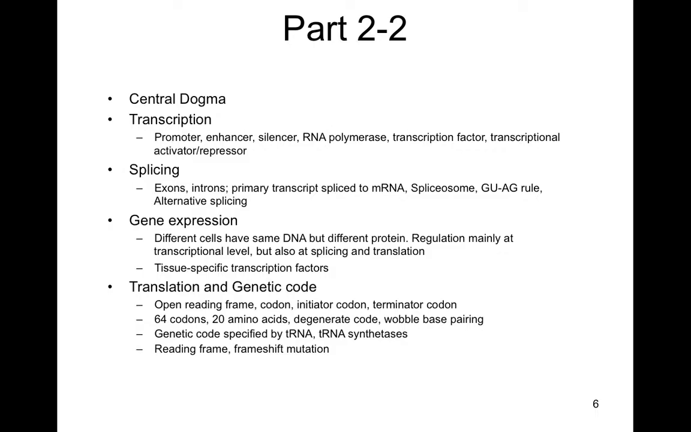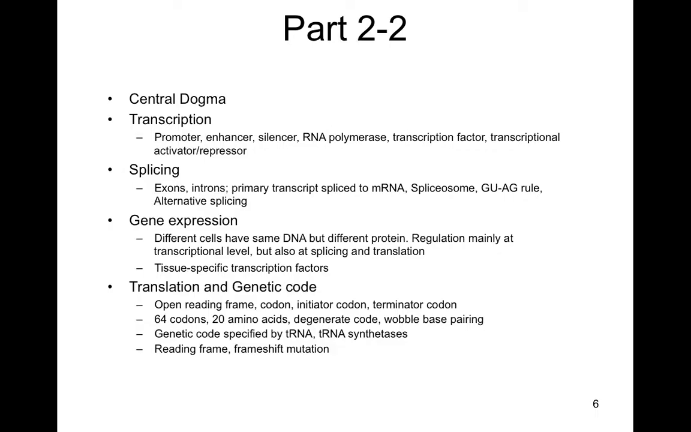Gene expression captures the idea that different cells have the same DNA but different proteins. So how do you generate different proteins from the same DNA, from the same genotype? Well, the regulation can be at any one of the levels, transcription, splicing, or translation, but it mainly occurs at the transcriptional level. And so what's the difference between a neuron and a liver cell? Well, the neuron has neuron-specific transcription factors which transcribe neuron-specific genes which make neuron-specific proteins. And then the liver cell expresses liver-specific mRNAs that get translated into liver-specific protein.